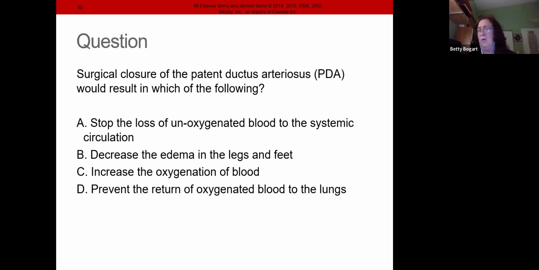And then our last question. Surgical closure of the patent ductus arteriosus would result in one of the following. Well, PDA connects the aorta to the pulmonary artery, and it gives oxygen to the body when no other method is there and available. Remember, the aorta's got a lot of pressure. There could be flow going back into the lungs, right? So it just prevents it from going back.